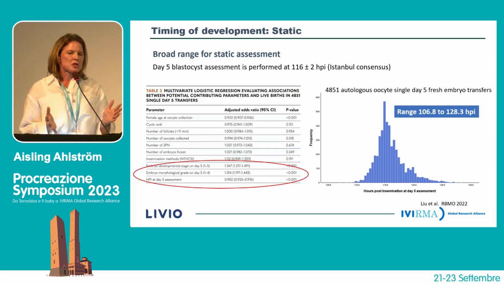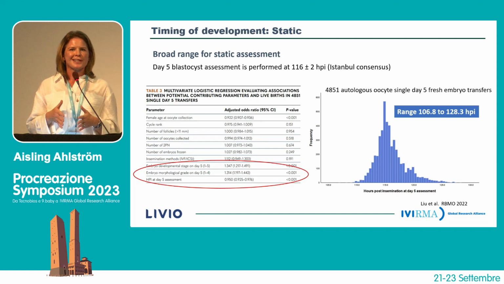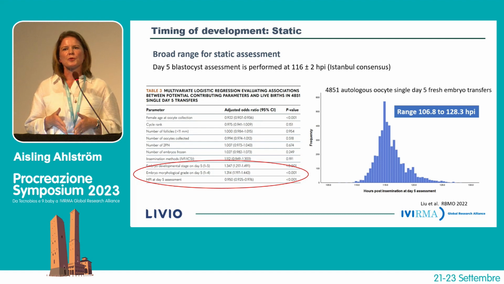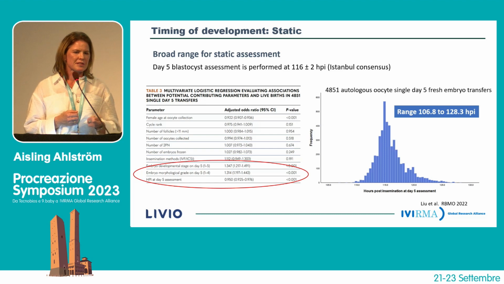Another thing that we've learned from the time-lapse field is that developmental grade is shifting. A static observation doesn't mean the embryo is at that stage the whole time. In fact, it changes over time. And so when we're performing these static observations at variable times of development on day 5, we cannot have the same prognostic value for this.